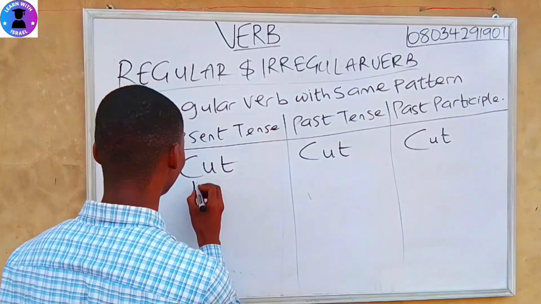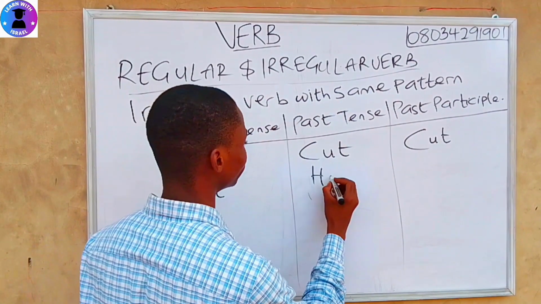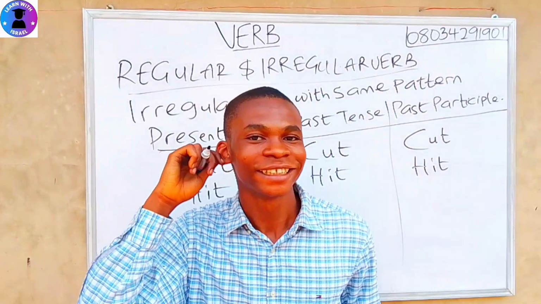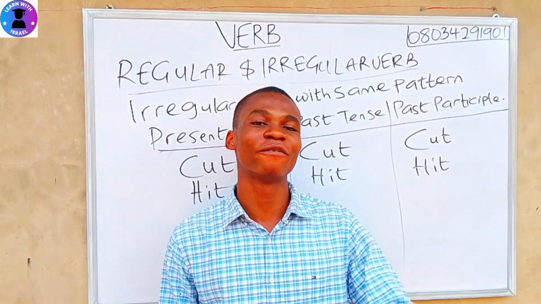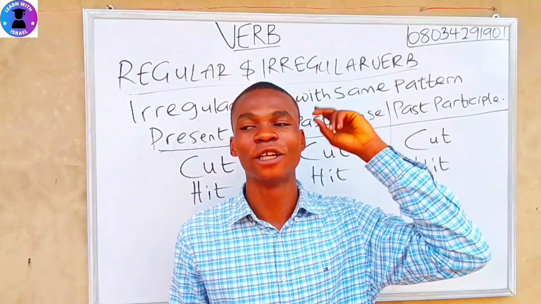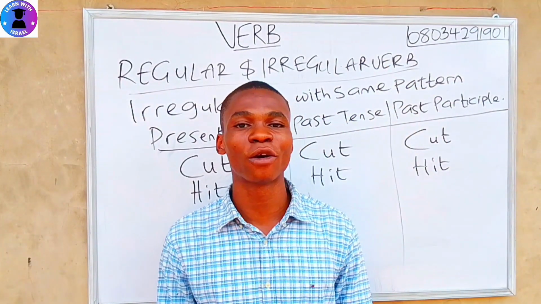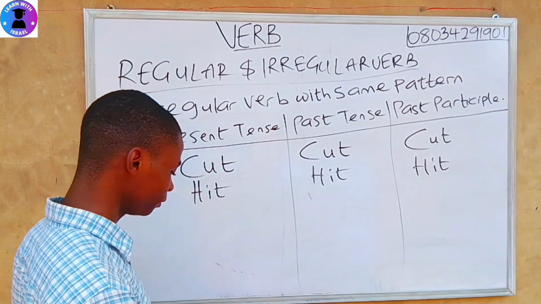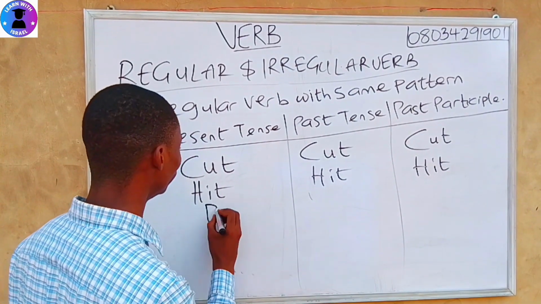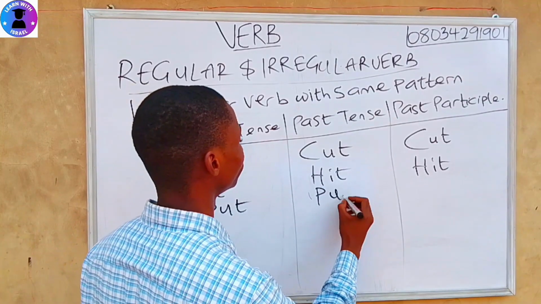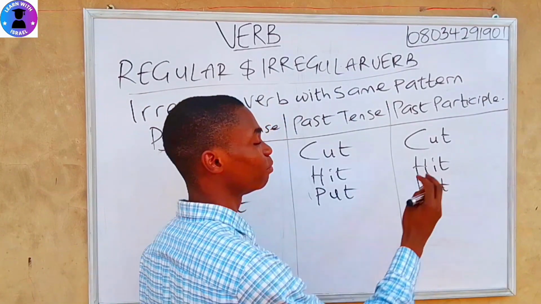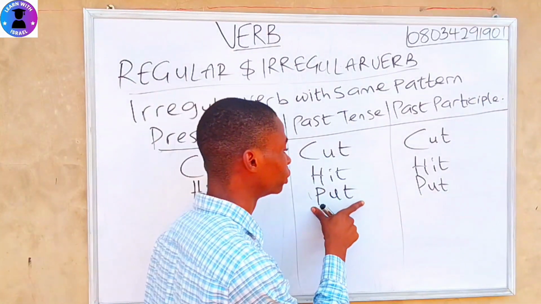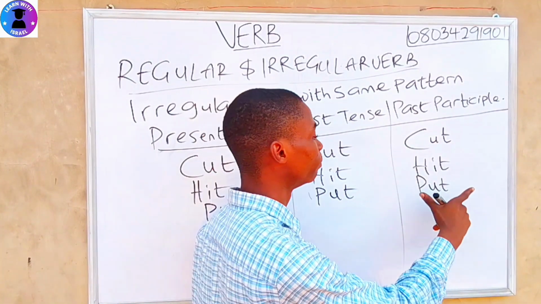Another one, eat, eat, eat. There is nothing like eated. It is what you have been making mistakes with for a long time. This is where we are going to correct you. Another example, put, put, put. There is nothing like putted. So the present tense for put is put, the past tense is put, while the past participle also is put.